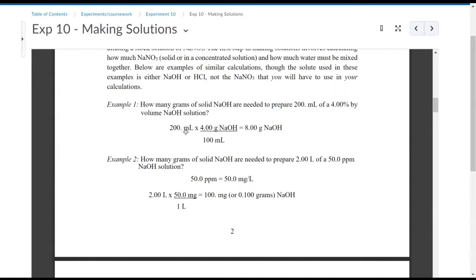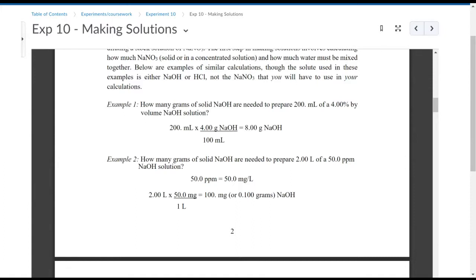If you want to make 200 milliliters, how many grams do you need? It's going to be 8, because for every 100 milliliters, you need 4 grams. Now for 200 milliliters, you calculate this and you get 8.